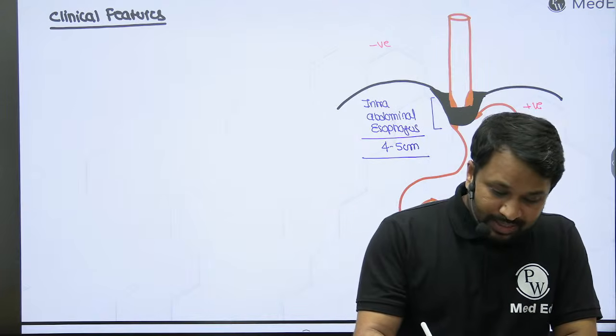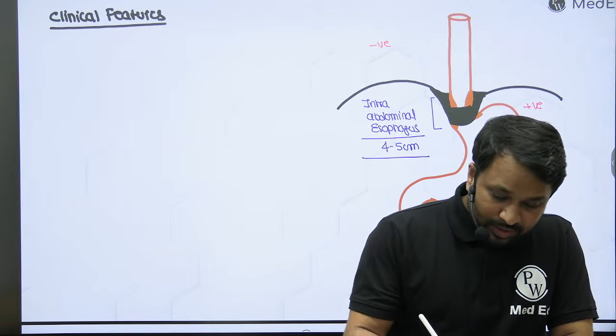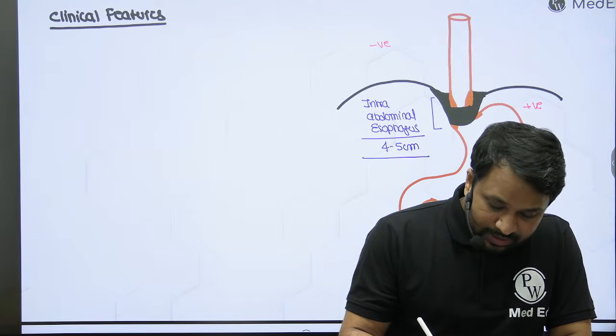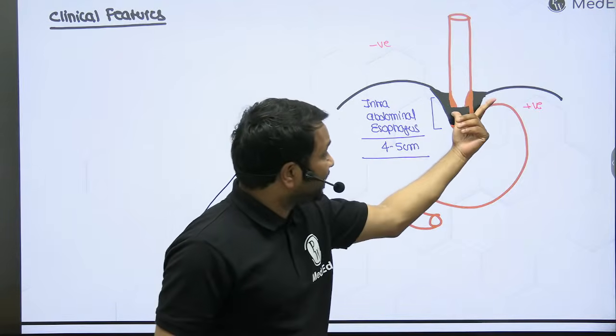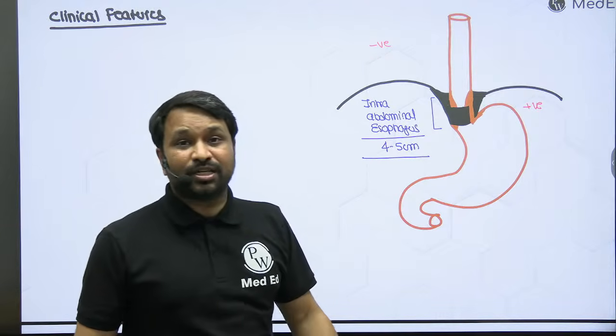So one is the crus of the diaphragm, second the intra-abdominal length of the esophagus, and third, you will notice this particular angle where the esophagus is going in and the stomach is taking off, okay. The angle between the esophagus and the stomach is called the angle of His. It is very acute, so it is going to compress the esophagus.